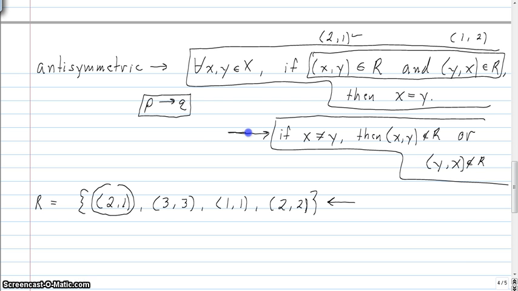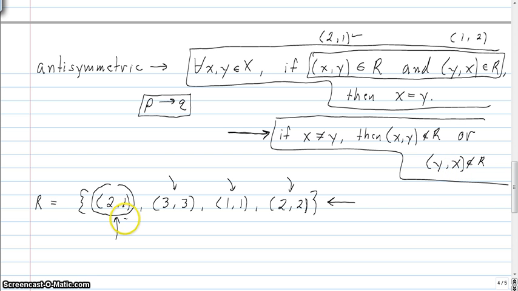Maybe looking at this second form of the definition makes it a little easier because of the way it's stated. If x is not equal to y, well, if we start looking at our elements, here x is equal to y, here x is equal to y, here x is equal to y, so I would only be focusing in on this element where x and y are not the same. And then, is it true that either xy is not in the relation or yx is not in the relation?